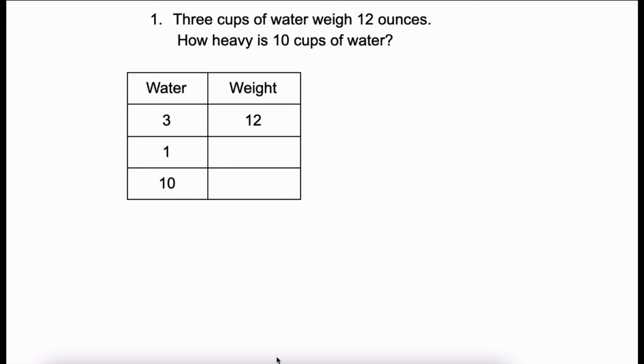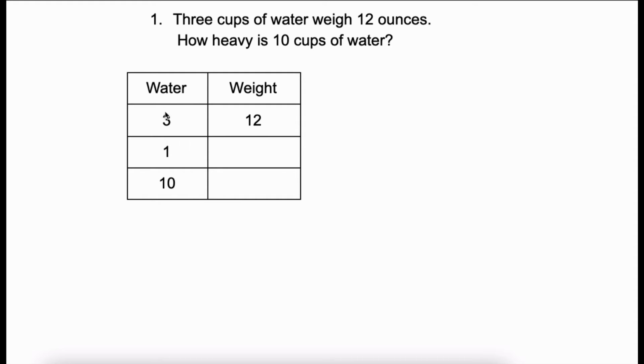This is the six, I believe, five or six, ratio table questions that you had for homework. So let's get to it. First one, 3 cups of water weigh 12 ounces. How heavy is 10 cups of water? I've already set up the table for you, and you're just completing the parts that aren't completed. So just look for connections between the numbers.